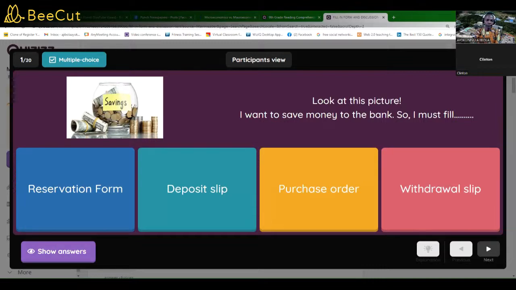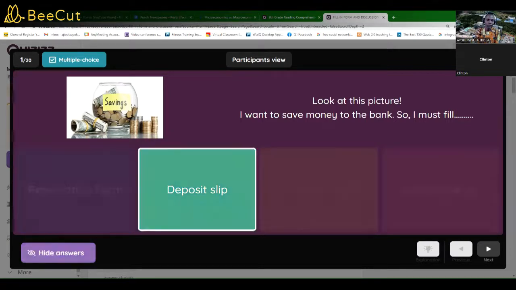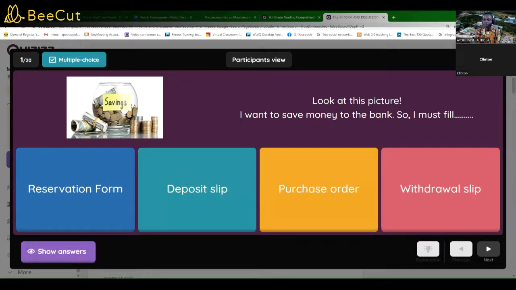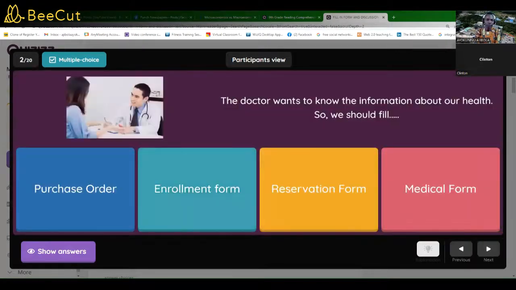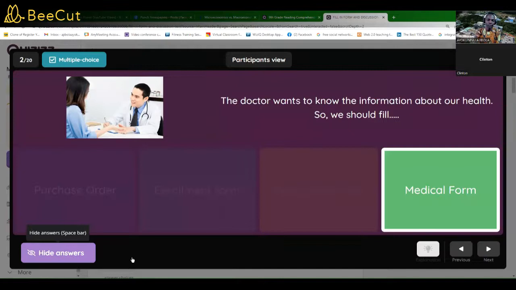Deposit slip. Okay, deposit slip. That's correct. The doctor wants to know the information about our health, so we should fill the dash. Medical form.